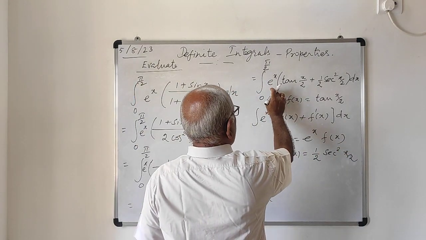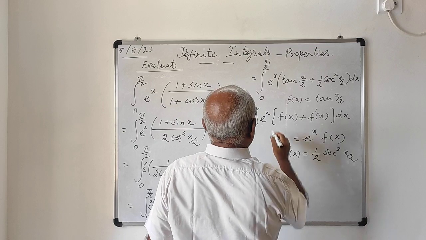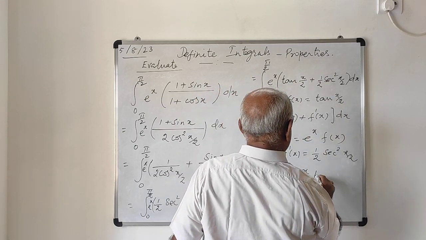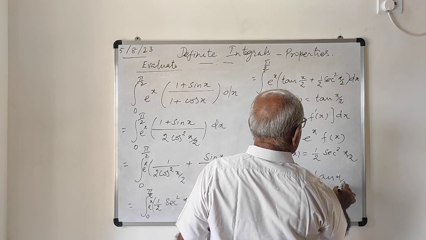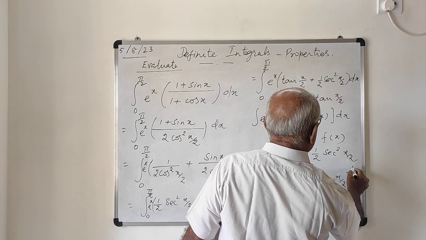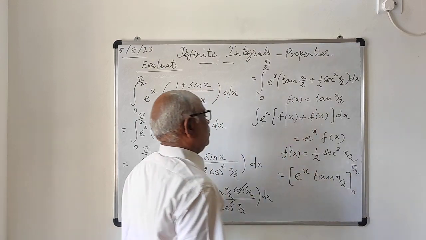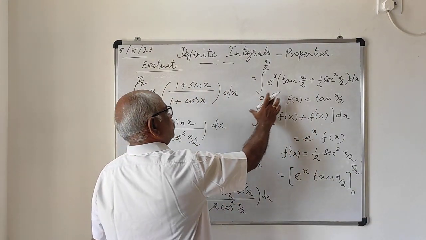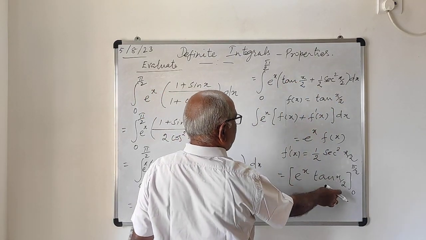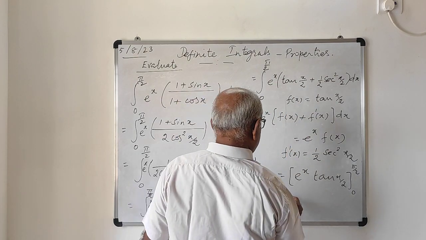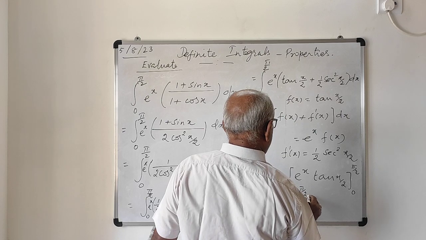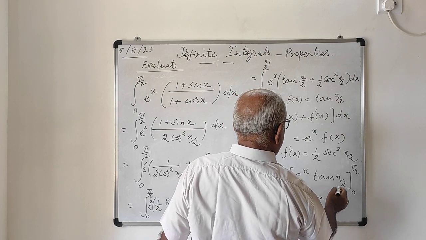Therefore, the answer for this expression is equal to e power x into f of x, that is tan x by 2, with limits 0 to pi by 2. That's all about the answer. By using this property, your answer is just e power x into f of x from 0 to pi by 2. Apply the first upper limit: e power pi by 2 into tan x by 2.